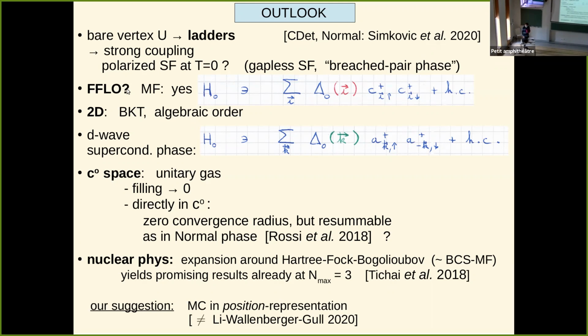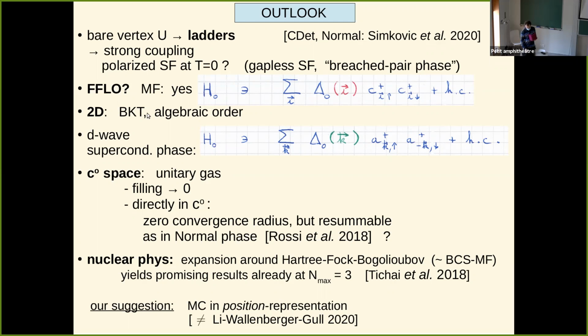Then, of course, there is a big question about FFLO phases. According to BCS mean field, yes, it occupies a large part of the phase diagram. So in order to address this question, in principle, it's straightforward. We just need to make our delta 0 space dependent.